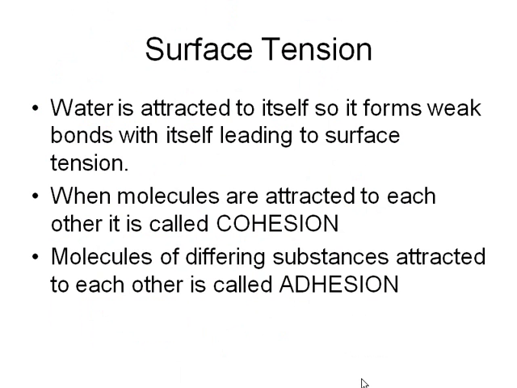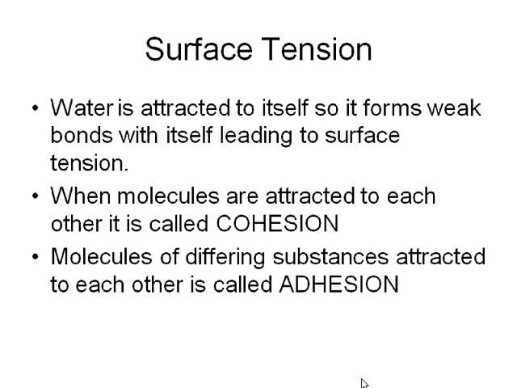Another characteristic of water due to hydrogen bonding is called surface tension. Water is attracted to itself. Hydrogen and oxygen, those molecules of water, are going to be attracted to themselves, and they are going to form weak, transient bonds through hydrogen bonds, and that's going to lead to surface tension. Okay?